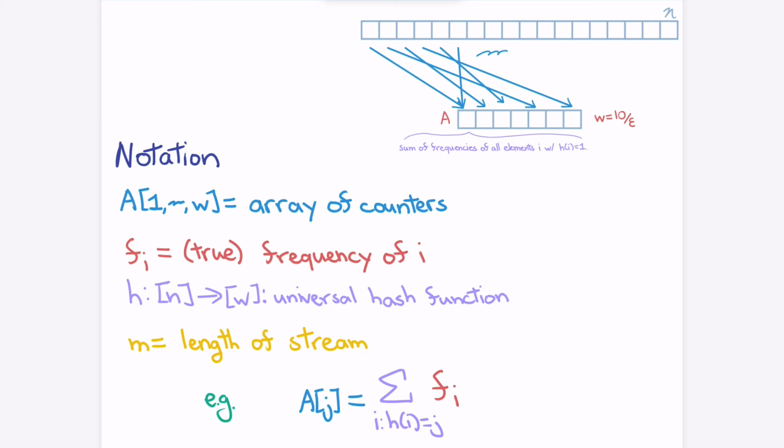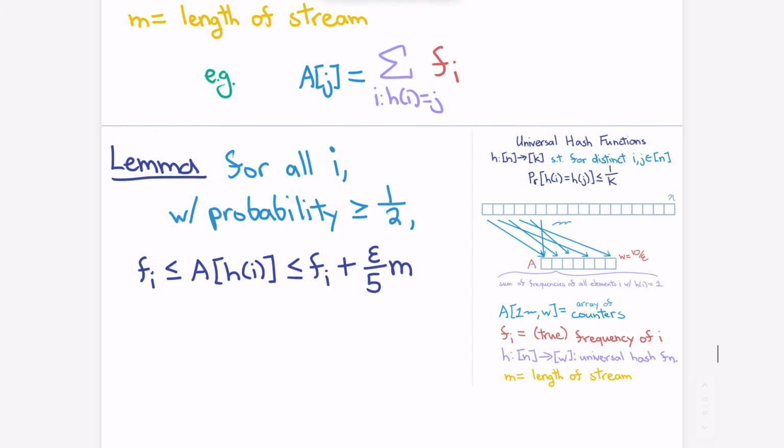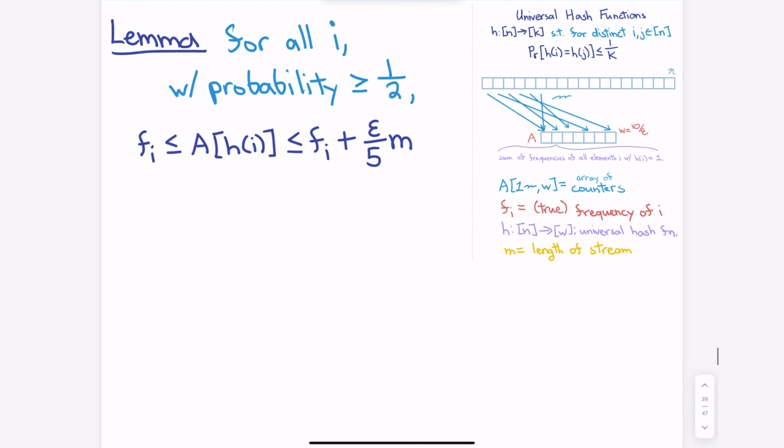So when you look up an element i, any particular cell is going to be adding up, for all the elements i that hash to this spot, that frequency. And that's just expressing it as a sum. Okay, so good. All right, so here's our claim.